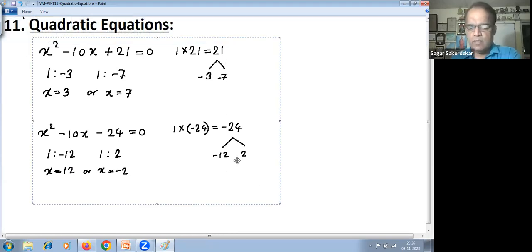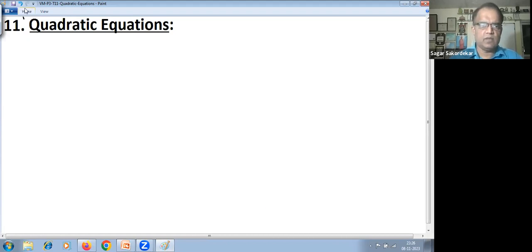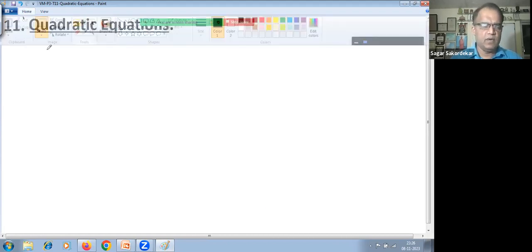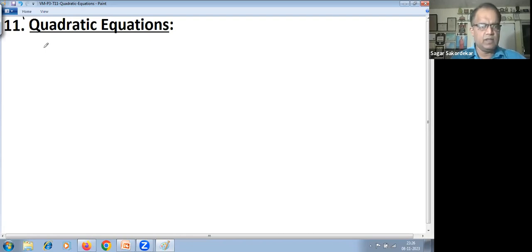So let's try some more. So far, if you just see here, we have taken x square coefficient as 1. Just x square means 1x square. Now let's see how to deal with it if it is other than 1. For example, 2x square plus 5x plus 3 equal to 0.